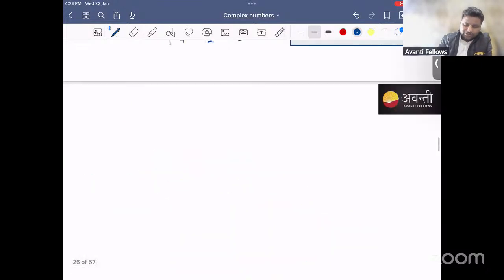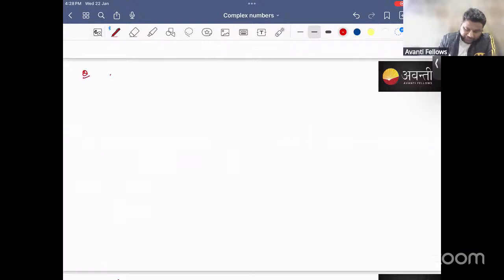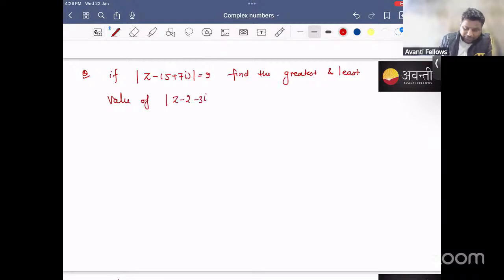Now, let's go for another very good question. The question is, if magnitude of Z minus 5 plus 7 iota mod is 9, then find the greatest and least value of magnitude of Z minus 2 minus 3 iota. Yes. Students, please be quick.